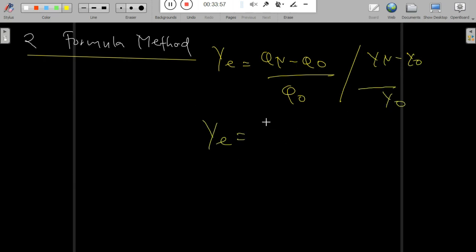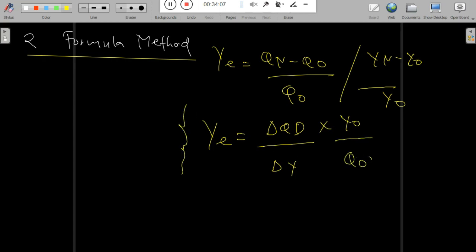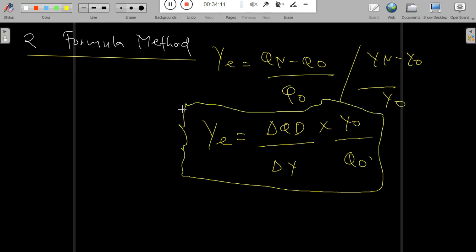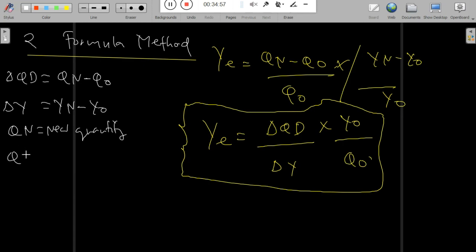So the change of quantity demanded, QD, is Qn minus Qo, that is current quantity minus base year quantity, and the change of Y is Yn minus Yo, the current income minus the base year income. In this case Yo is the old income and Yn is the new income, as you can observe. Qo is the old quantity.